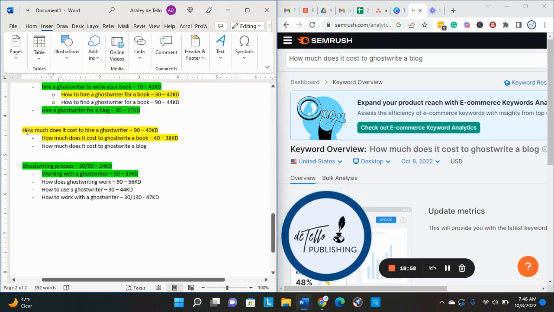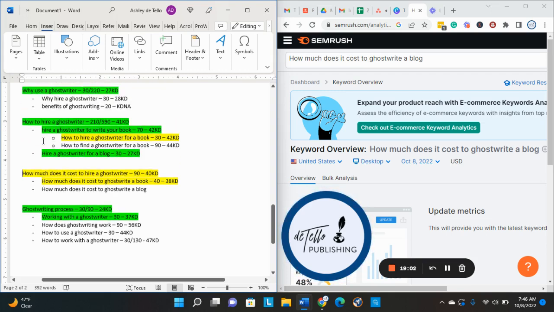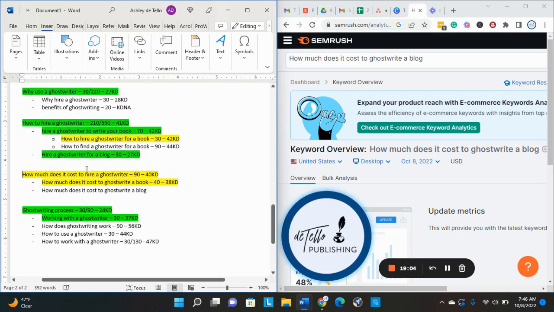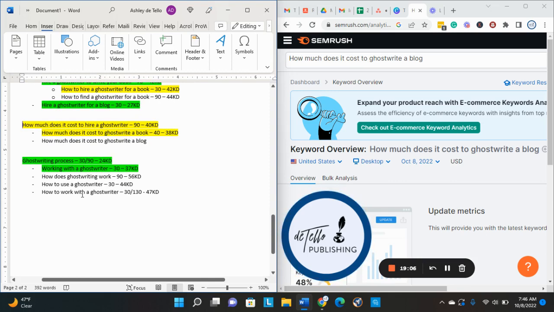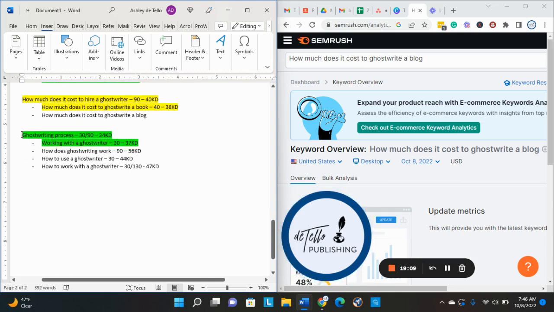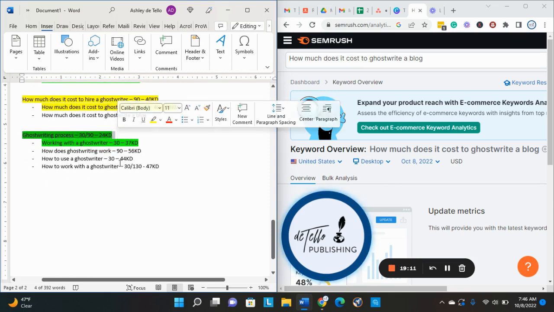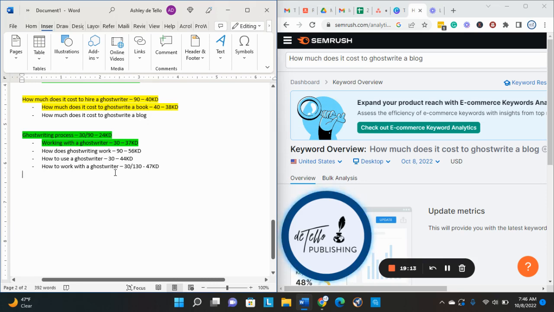And then how much does it cost to hire a ghostwriter? I have a section on that. I'm still debating whether I'm going to have that as part of this how to hire a ghostwriter section, or just have it as a section on its own. And then the ghostwriting process, and finish it up with talking about what people can expect once they hire a ghostwriter, what that process is going to look like, and how to work with them, and make sure that the process goes smoothly so that they get what they want out of the process.